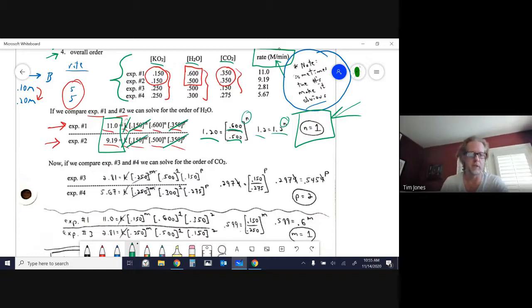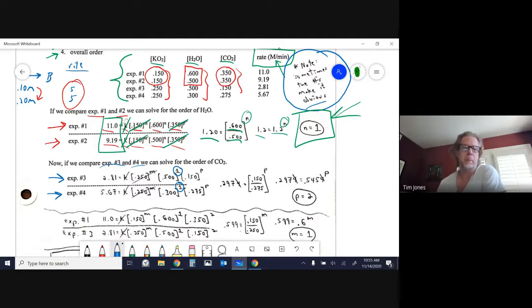Now, let's compare experiment 3 and 4. If I do that, I end up with experiment 3 here, experiment 4 here. I'd recommend you pause the video and make sure that you understand where all the numbers came from. And then once you're satisfied with where these numbers came from, you can continue. Notice for the water, I went ahead and put the 1 in. I know that it's a 1. So don't call it n anymore, call it what it is.